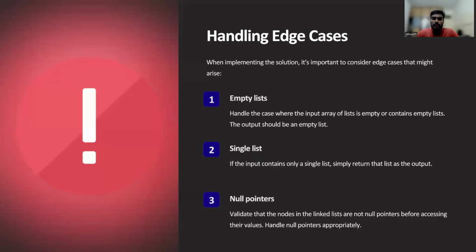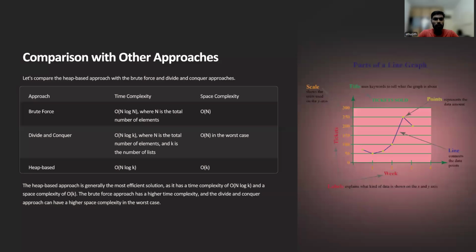Handling edge cases. When implementing a solution, it's important to consider edge cases that might arise. Empty lists. In the case where the input array of lists is empty or contains empty lists, the output should be an empty list. A single list. If the input contains only a single list, simply return the list as the output. Null pointers. Validate that the nodes in the linked list are not null pointers before accessing their values. Handle null pointers appropriately.